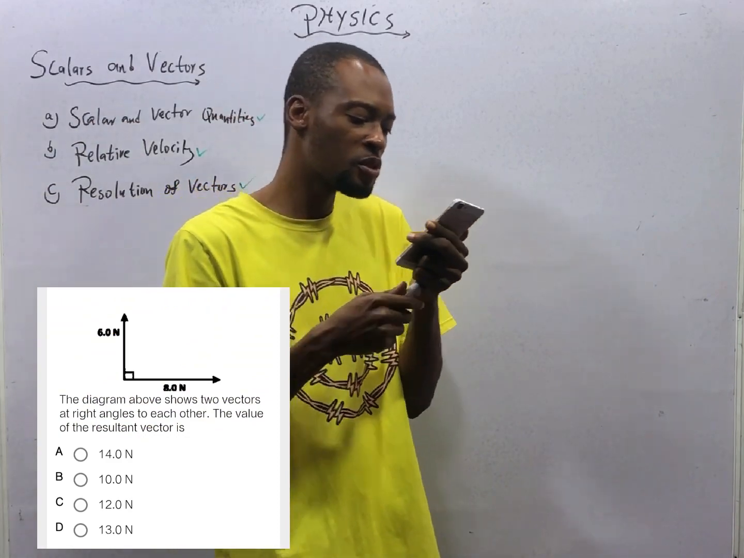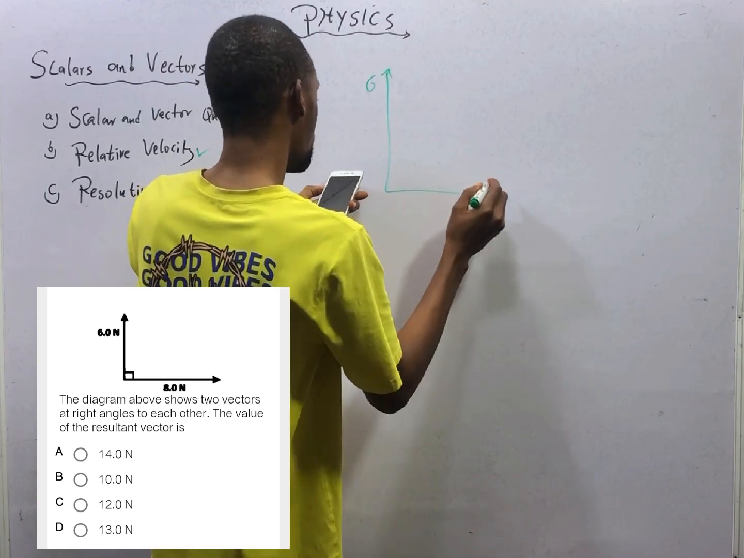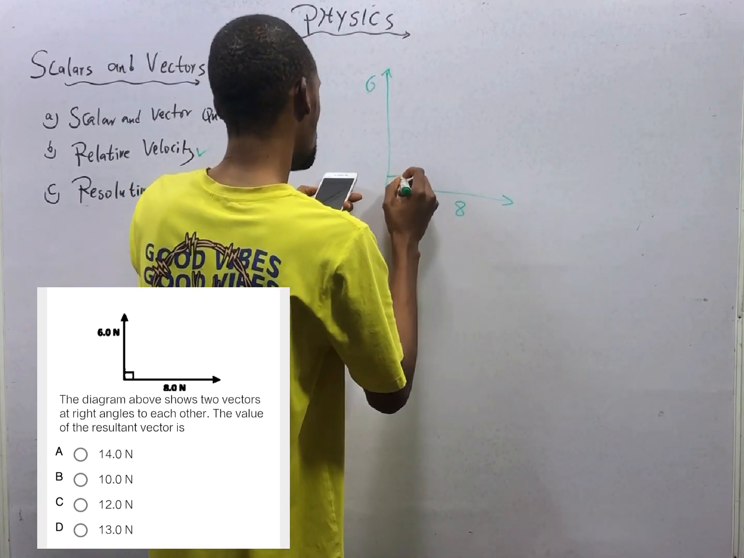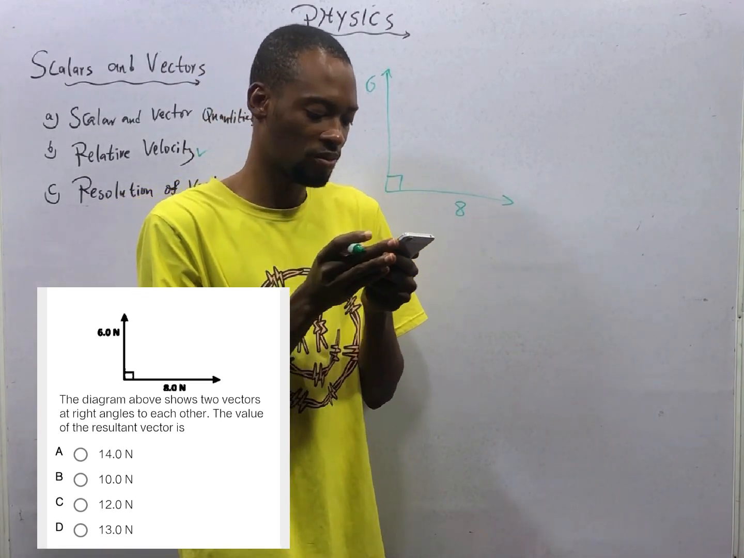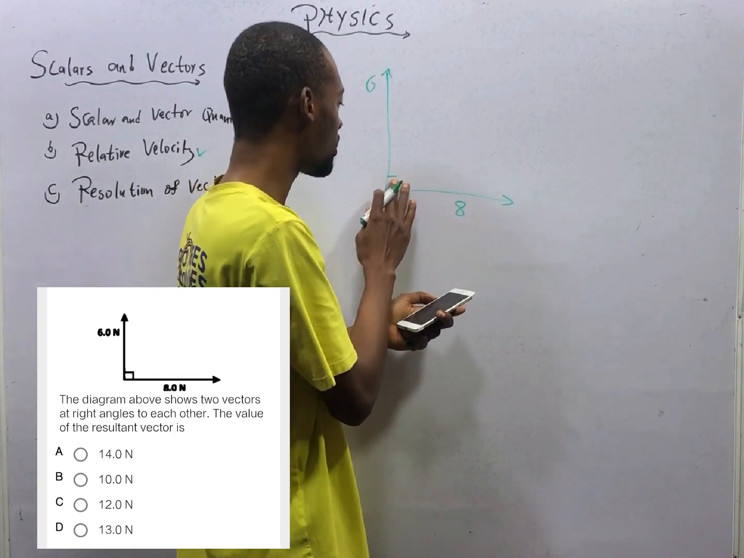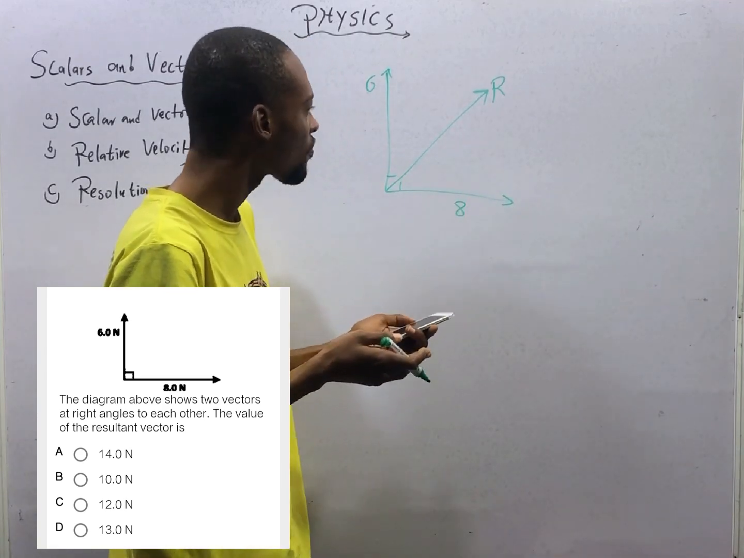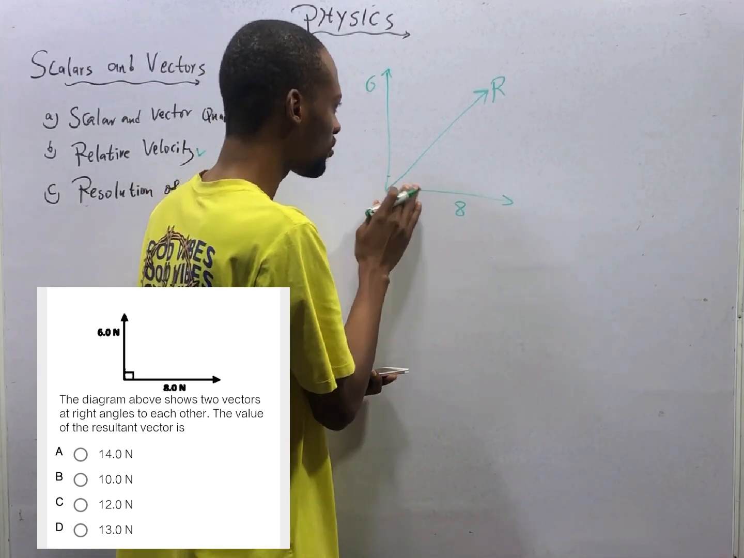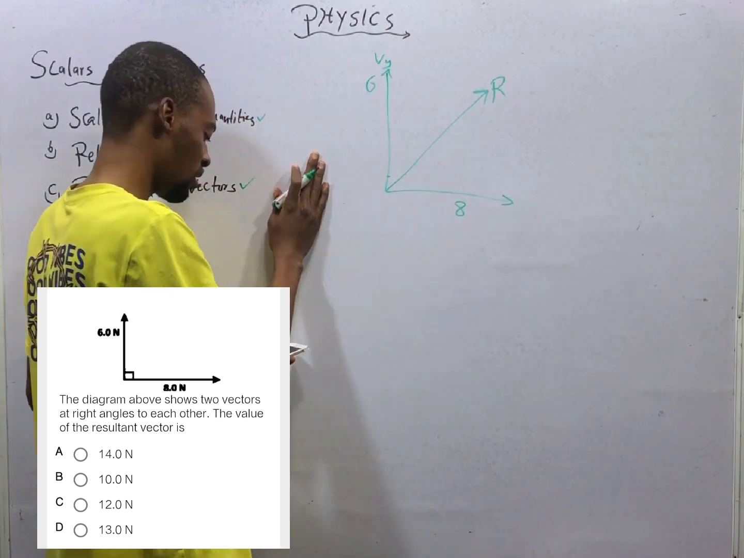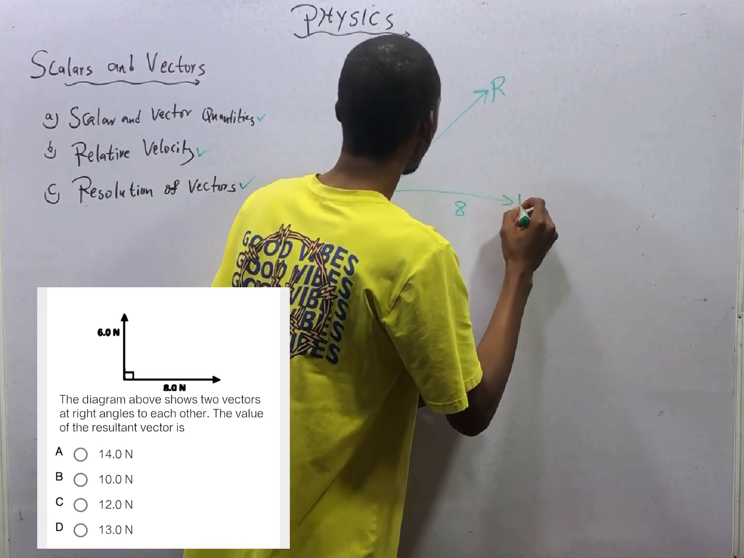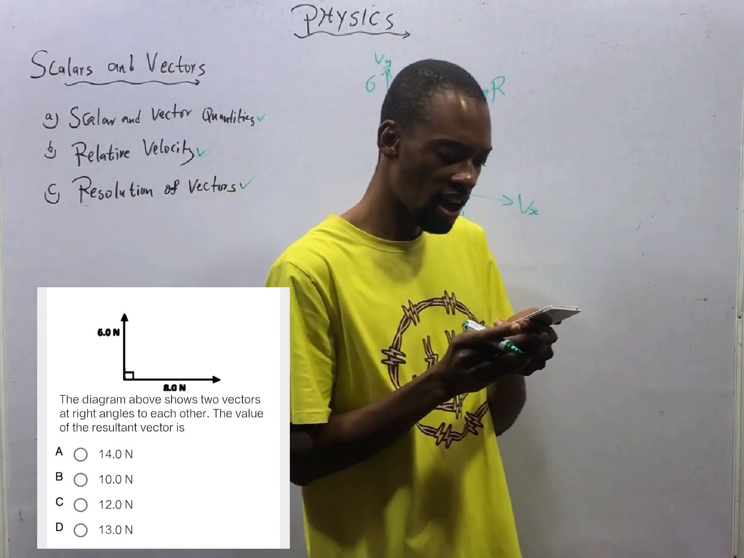The diagram above shows 2 vectors, 6 going this way, 8 going this way. What is the value of the resultant vector? That is the single vector moving this way, the resultant vector. In this vector, you notice that we already have the vertical component. We already have the horizontal component. Both components are available.